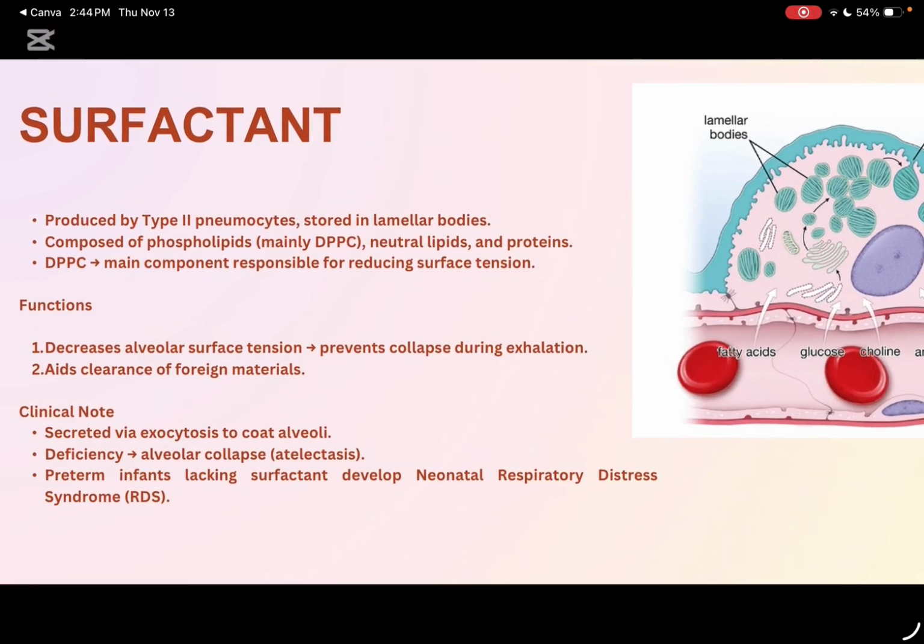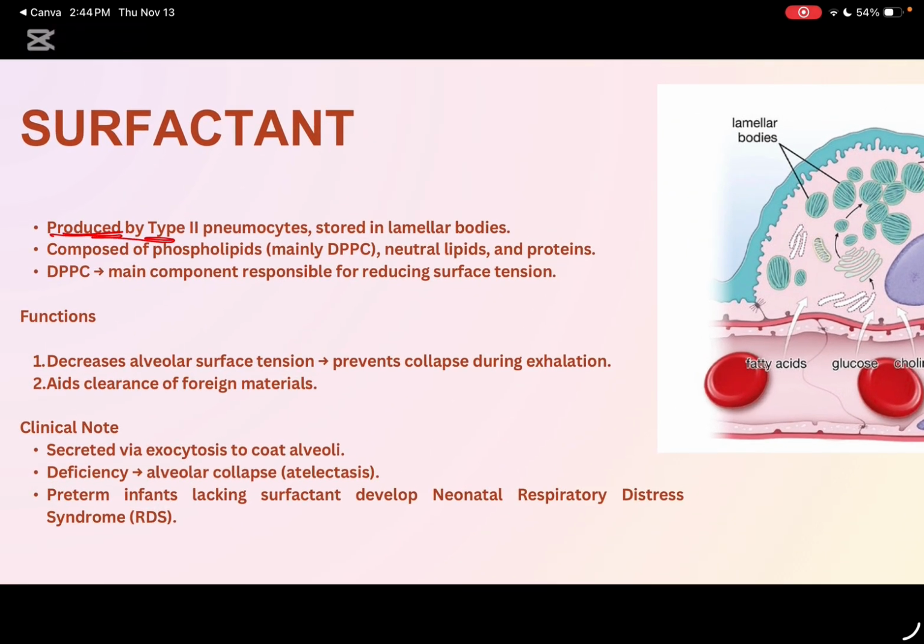Surfactant. What is surfactant? It is secreted or produced by type 2 pneumocytes, and they are stored in lamellar bodies. And I have a question for you guys. What does exocytosis relate to it? If you know, please either message me the answer or comment it down below. It is composed of phospholipids, and neutral lipids and proteins. What is DPPC? It's a main component responsible for reducing surface tension.